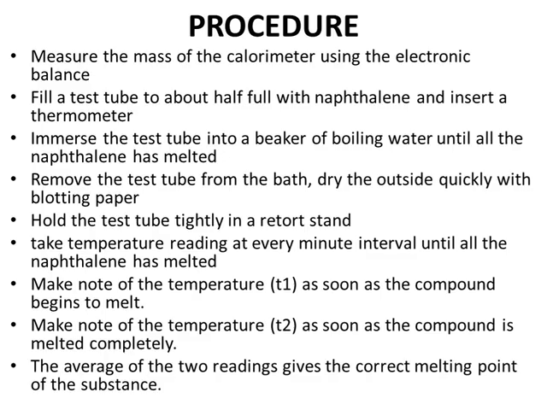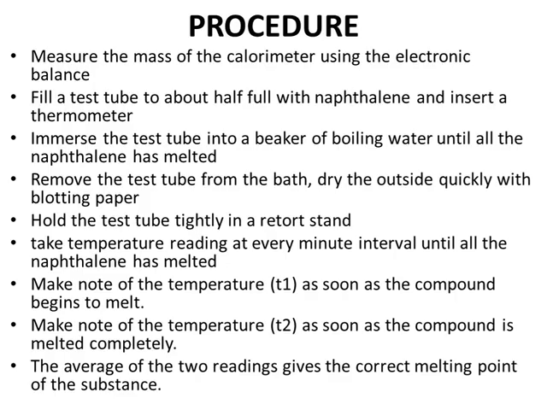So the procedure to follow. The first step says: measure the mass of the calorimeter using the electronic balance. You'll be provided with an electronic balance for measuring the mass of a material. You just place the calorimeter on the electronic balance and it will give you the mass of that thing you put on it. So you measure the mass of the calorimeter using the electronic balance.